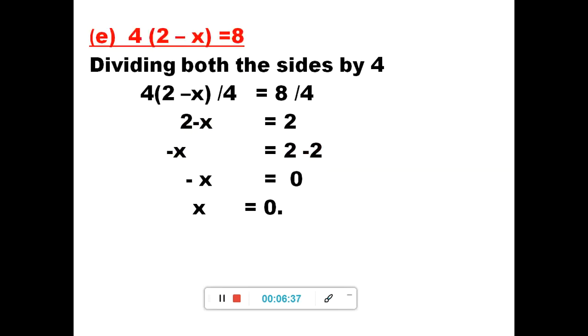So x equal to minus 4. E, 4 multiplied by (2 minus x) equal to 8. So dividing both the sides by 4, (2 minus x) multiplied by 4 and divided by 4 equal to 8 by 4. So 4 and 4 get simplified. 2 minus x equal to 8 by 4 is 2. So minus x equal to 2 minus 2. Minus x, 2 minus 2 is 0. So x equal to 0.